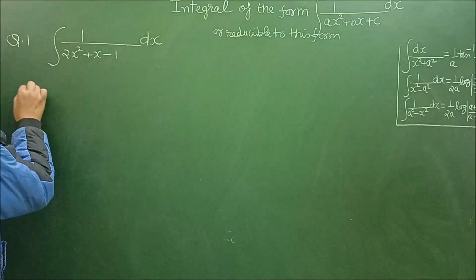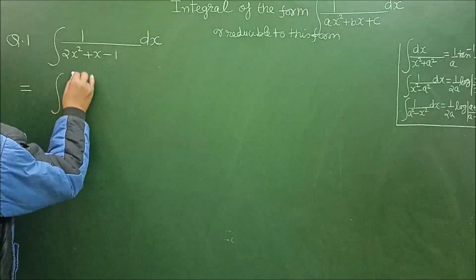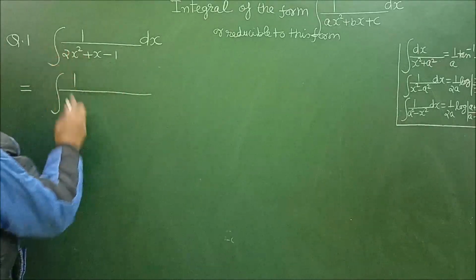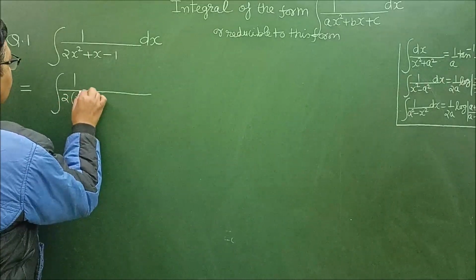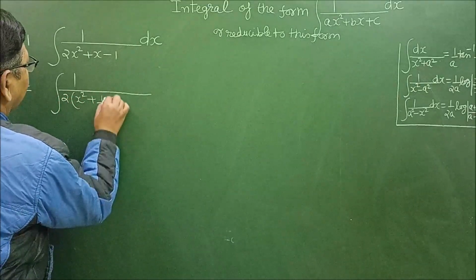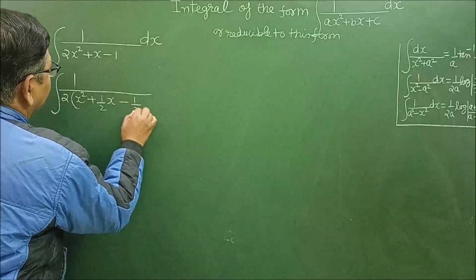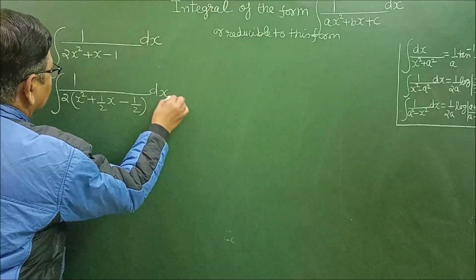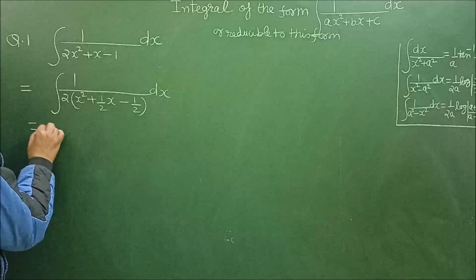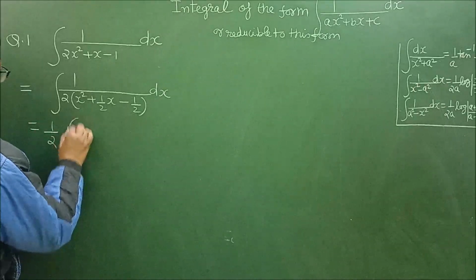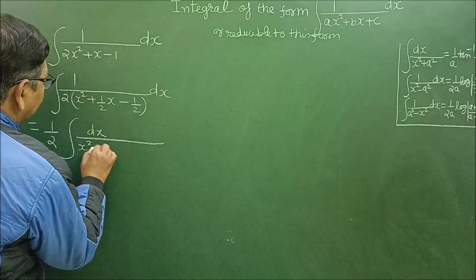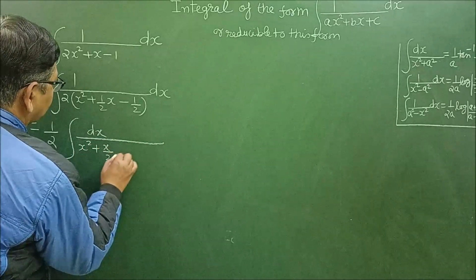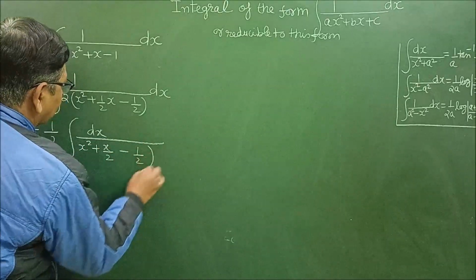Now in this question, first make the coefficient of x square 1. So taking 2 common, x square plus half of x minus 1 by 2 dx. Now this 1 upon 2 is a constant, so we can take it out of the integral: 1 upon 2 integration dx upon x square plus x upon 2 minus 1 by 2.